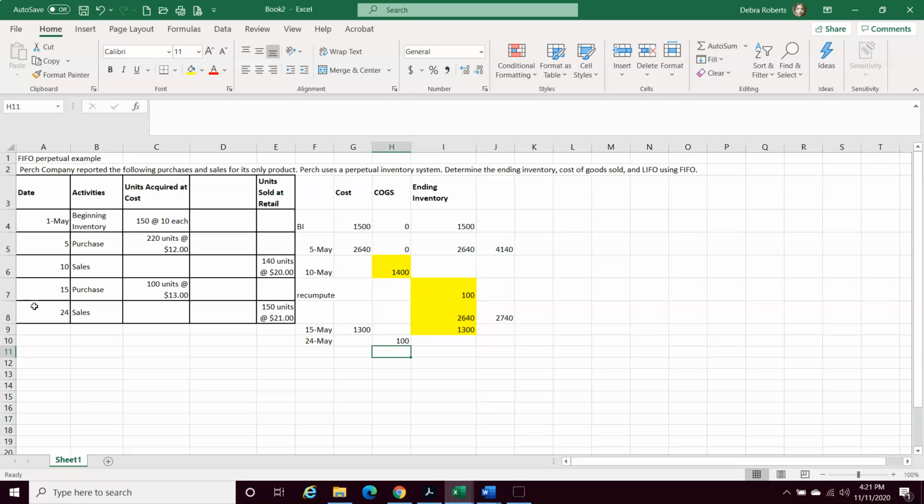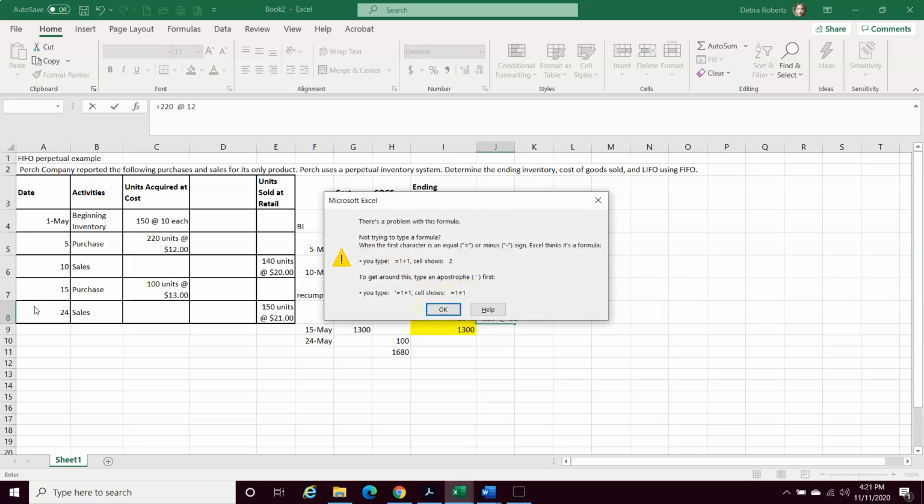Then of that 150, we took off 10, so now we have 140 left. The 140 is going to come directly from the 220 units that we had purchased. So we're going to take the 140 multiplied times the $12. That gives us our 2. And remember, layer 1 is 10 at $10. Layer 2 is at 220 at $12 each. I hope that makes sense.